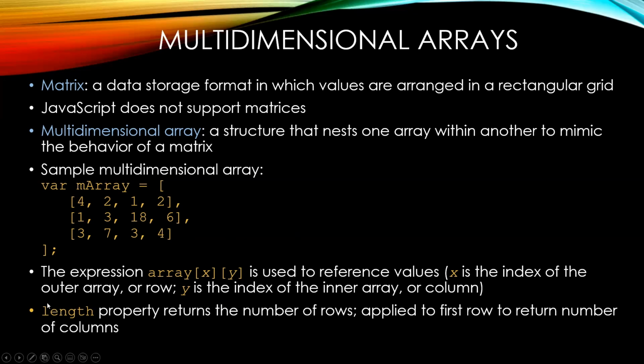And if we use that length property on this, it is going to return the number of rows, and applied to the first row it returns the number of columns. So if we say marray.length, it's automatically going to give us the number of rows. If I say marray[0].length, it's going to then give me the number of columns.